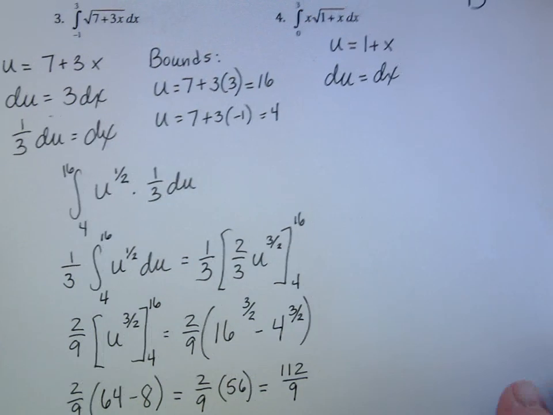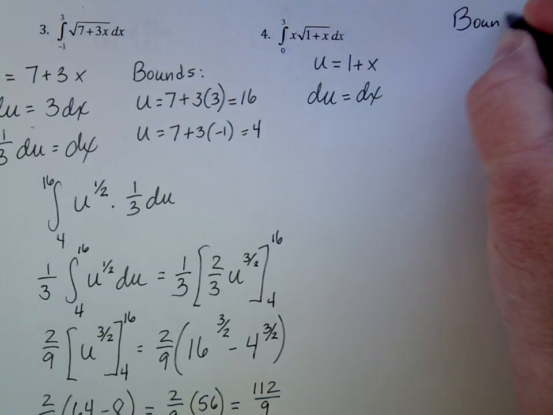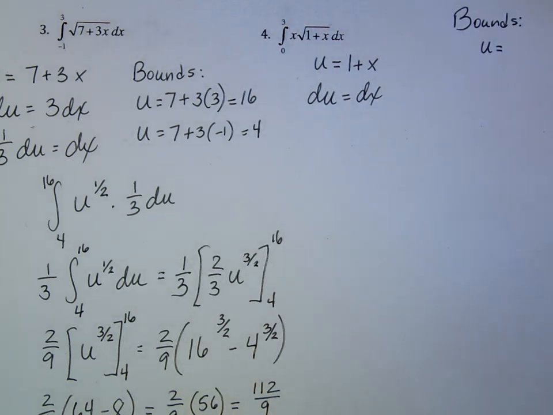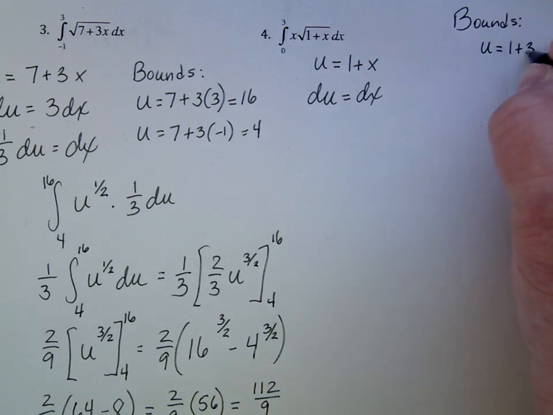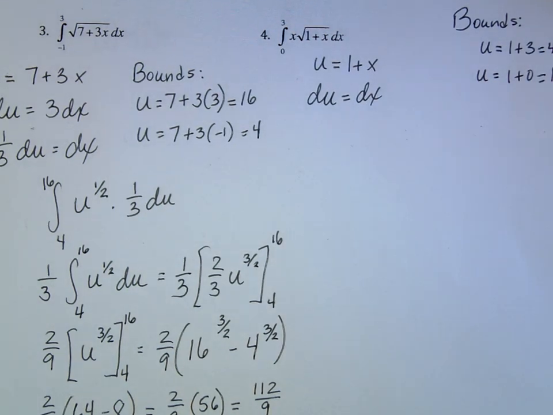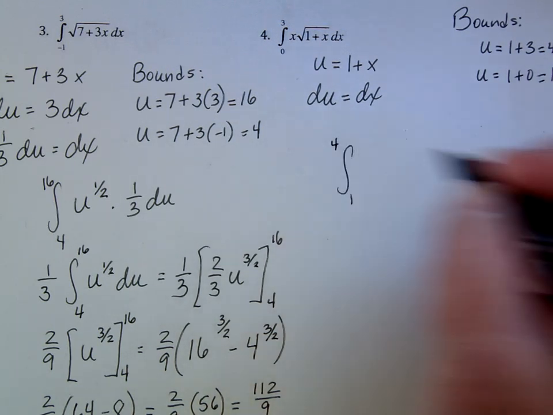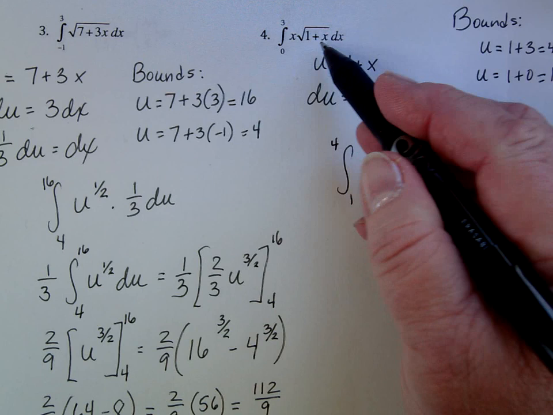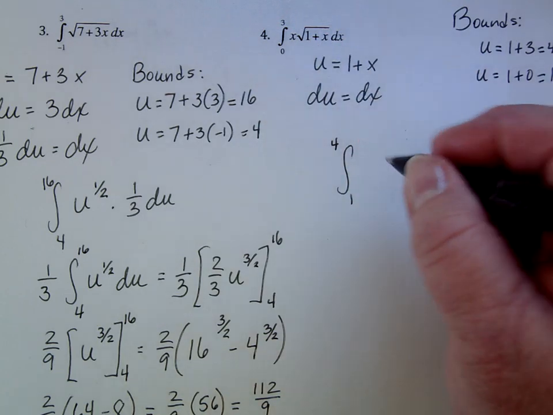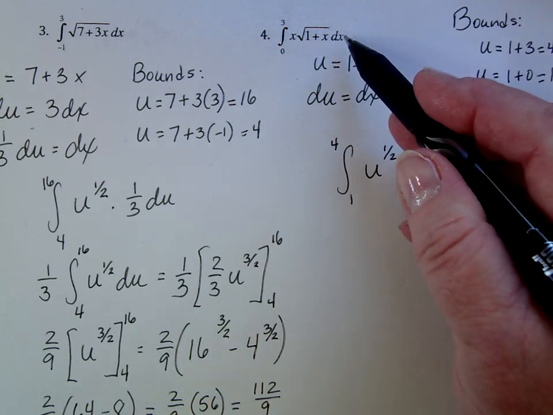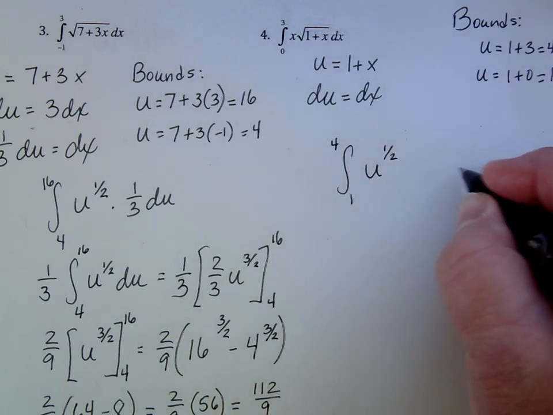All right, bounds. My bounds are going to be u equals upper bound of 3. 1 plus 3 is 4. Lower bound is 0. 1 plus 0 is 1. So I've got my new bounds, and I'm sort of ready to set up this integral. I'm going from 1 to 4 now. I have the square root of u, so u to the 1/2. I have my dx is equivalent to a du. I'm going to leave a little space.